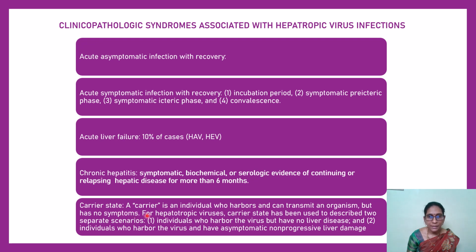A carrier is an individual who harbors and can transmit the organism, but the person will not manifest any symptoms. So for hepatotrophic viruses, carrier state would be described in two different scenarios. That is, an individual who harbors the virus but has no liver disease, or an individual who harbors the virus and has asymptomatic non-progressive liver damage.